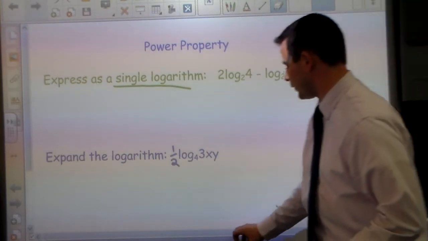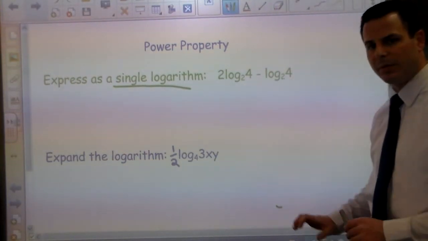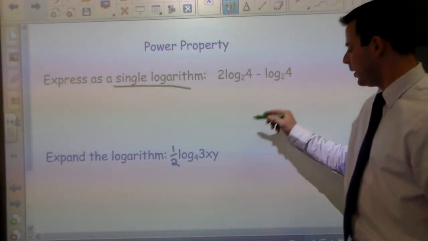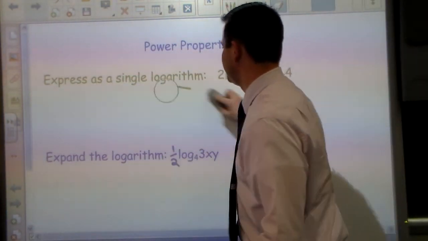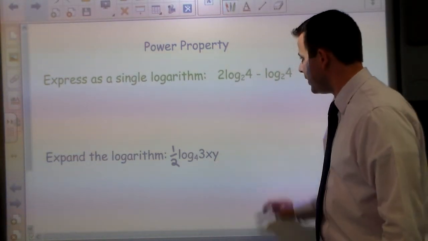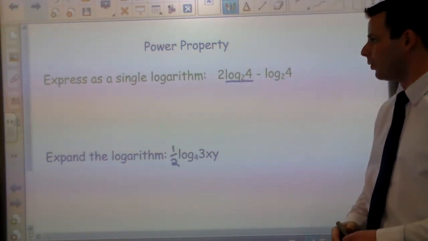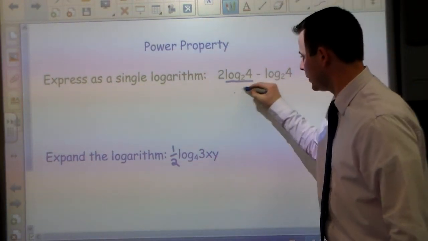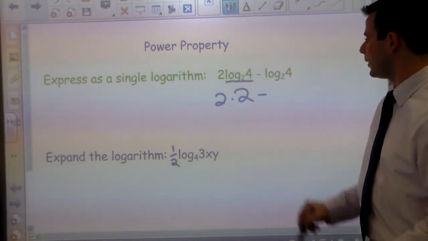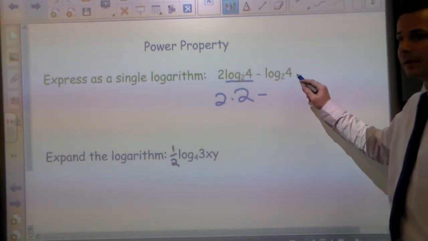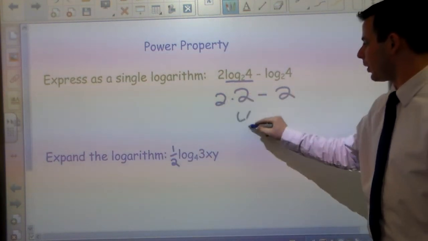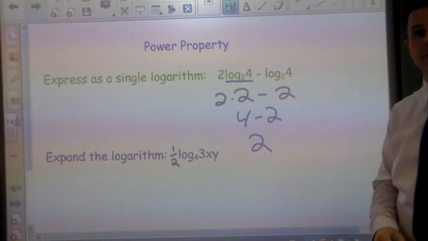Let's evaluate each of these terms separately. Now keep in mind, we got 2 there. So let's see if we get the same thing, just to make sure we're applying the properties correctly. I could say, what is log base 2 of 4? I know that this term right here, log base 2 of 4, says 2 to what power is 4? 2. I still have a 2 there, so 2 times 2. Minus, well, log base 2 of 4 again. So log base 2 of 4 is 2. 2 times 2 is 4. 4 minus 2 is 2.